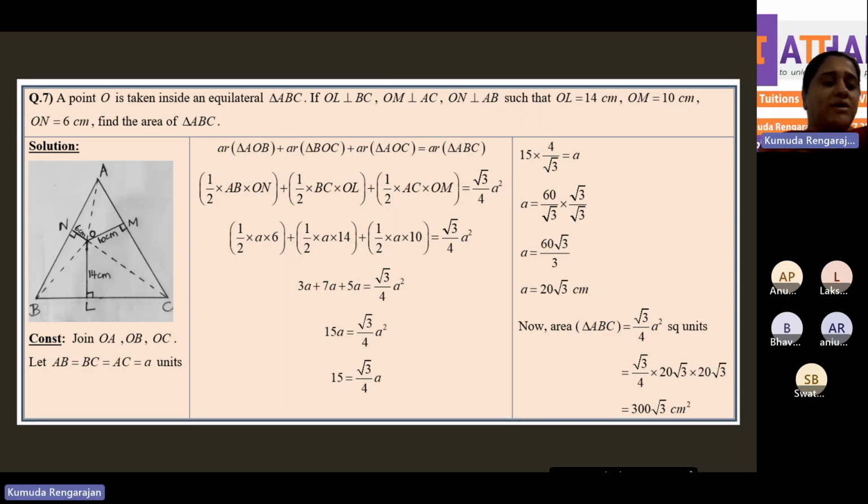okay, how many smaller triangles are here? Can you see one triangle AOB? Then can you see the triangle BOC? And can you see another triangle AOC?